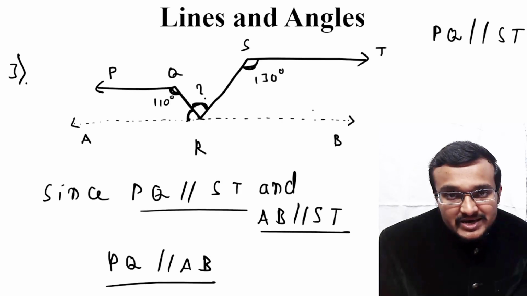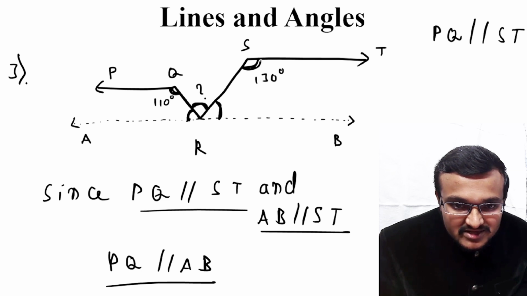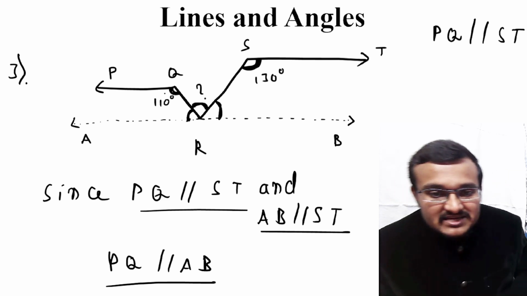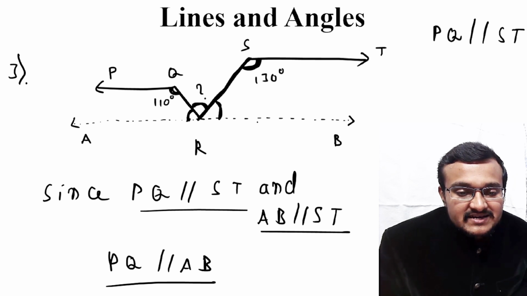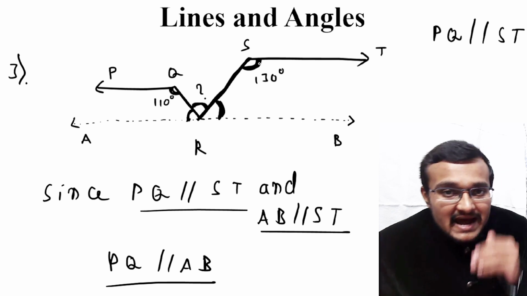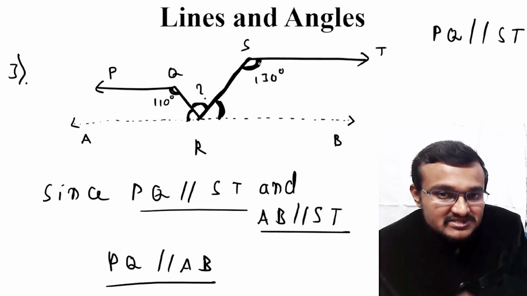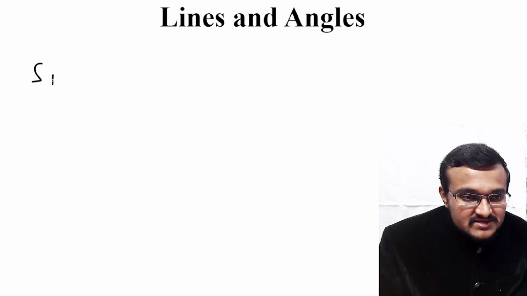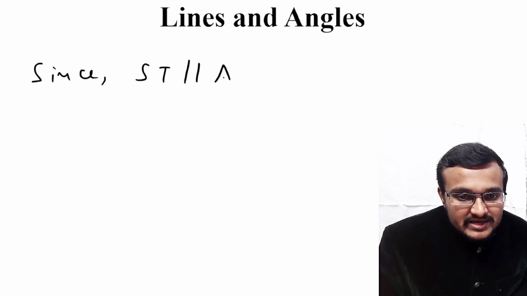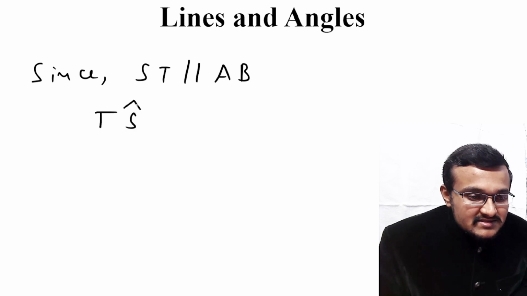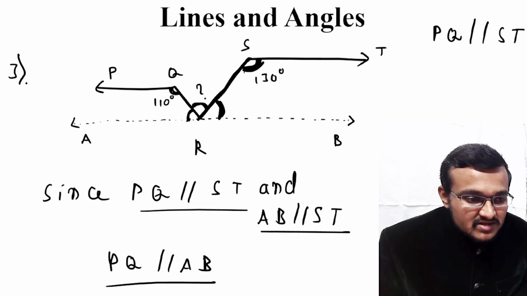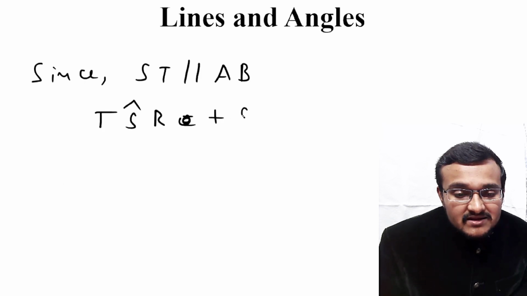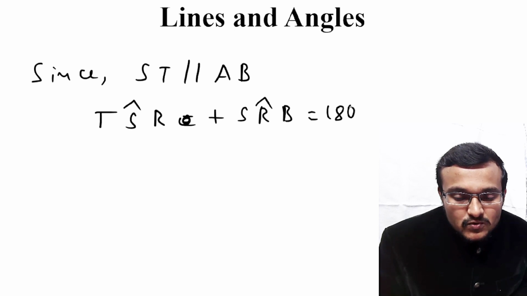Similarly, in the same image, ST is also parallel to AB. So this particular angle and this particular angle act as the interior angles on the same side, because SR acts as the traversing line. So this particular SR acts as the traversing line for ST and AB. So these two angles, if you add, they will be equal to 180 degree because they are interior angles on the same side of traversing lines. So here, since ST is parallel to AB, TSR plus SRB will be equal to 180 degree. So TSR plus SRB is equal to 180 degree.